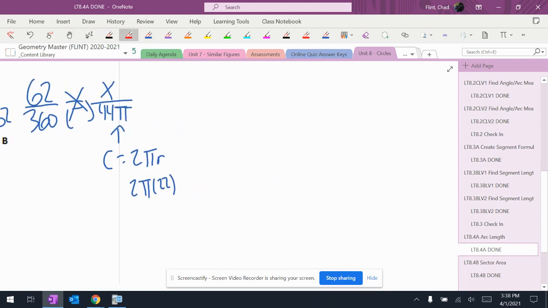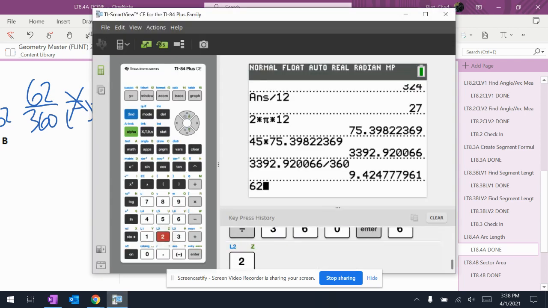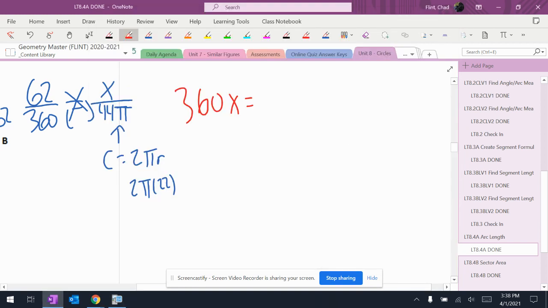And I'm going to stay in terms of pi for this, just because I don't want to keep writing all the decimals. So in terms of pi, I'm just going to do 62 times 44. So 2728 pi. And then I'm going to divide by 360.